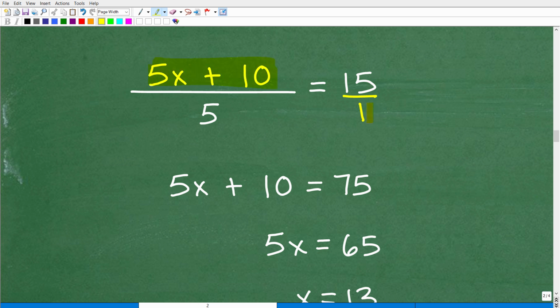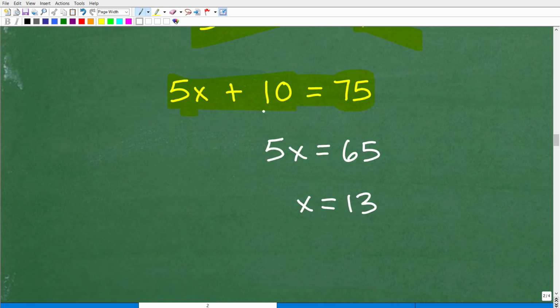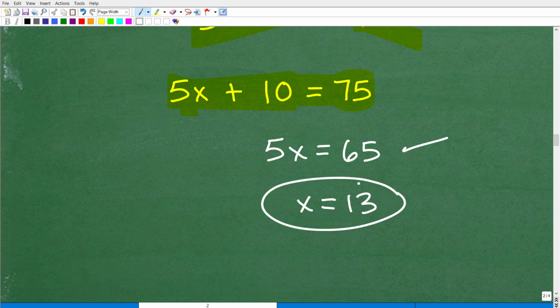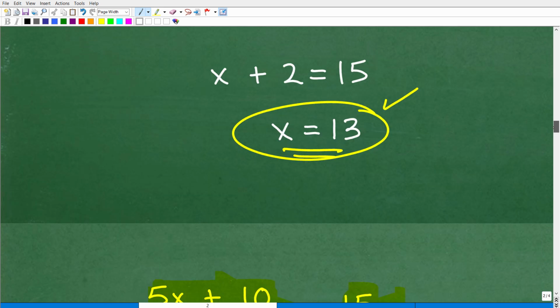This all connects together. All right, so here, let's go ahead and use the cross product. So 5x plus 10 times 1 is simply 5x plus 10, and 5 times 15 is 75. So now we can just go ahead and solve this basic equation here. I'm going to subtract 10 from both sides of the equation. That leaves me with 5x is equal to 65. And then I'm going to divide both sides of the equation by 5, and I get x is equal to 13. All right, which of course is the same thing I got over here.